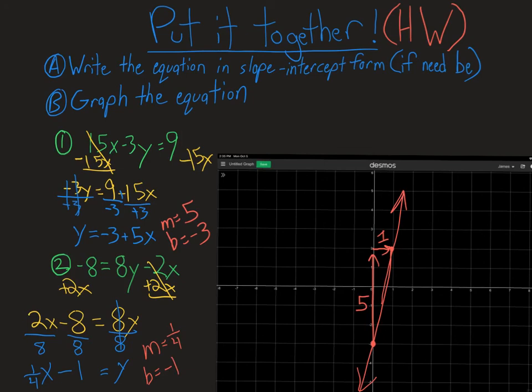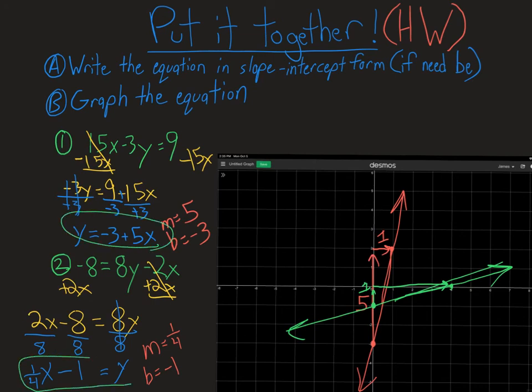And we'll graph him in a new color. We'll make him green for number 2. So b is negative 1. So there's the intercept for my second one. And my slope is 1/4. So up 1 over 4. 1, 2, 3, 4. There we go. Oops, that was terribly not straight. And there you go. There are your 2 equations rewritten into slope-intercept and then graphed.